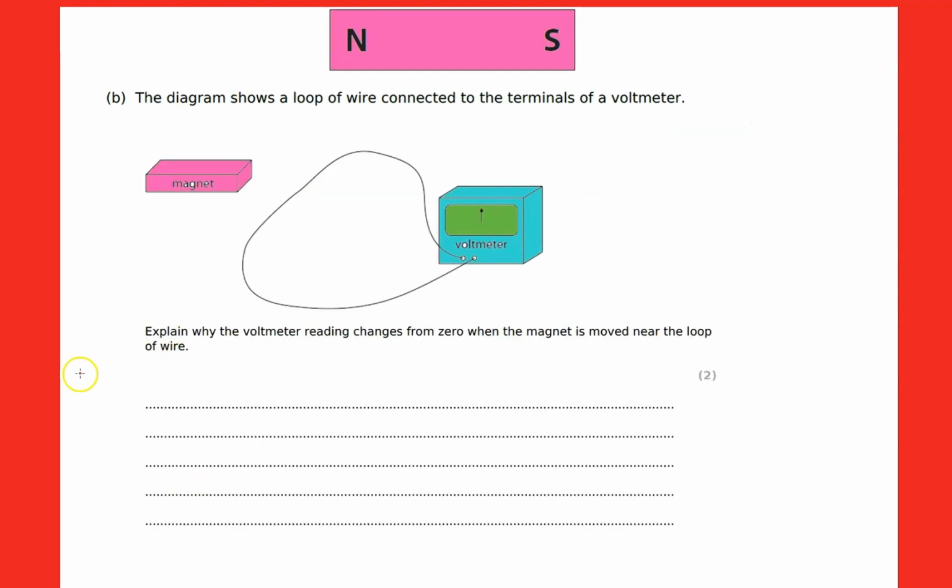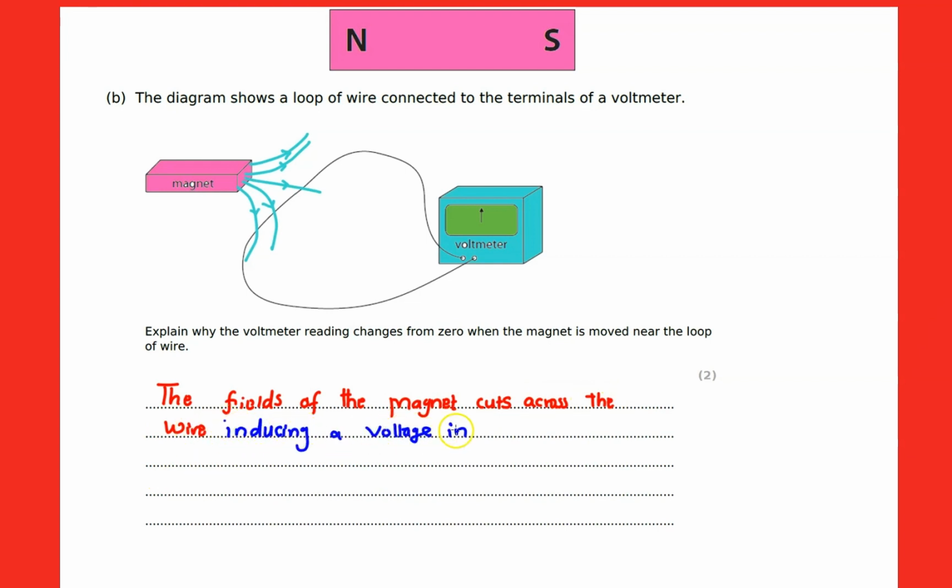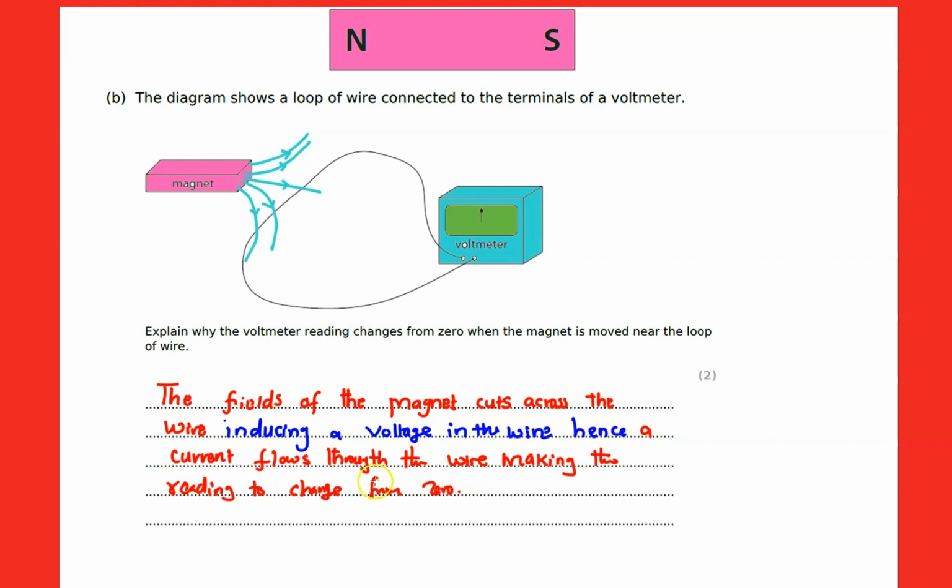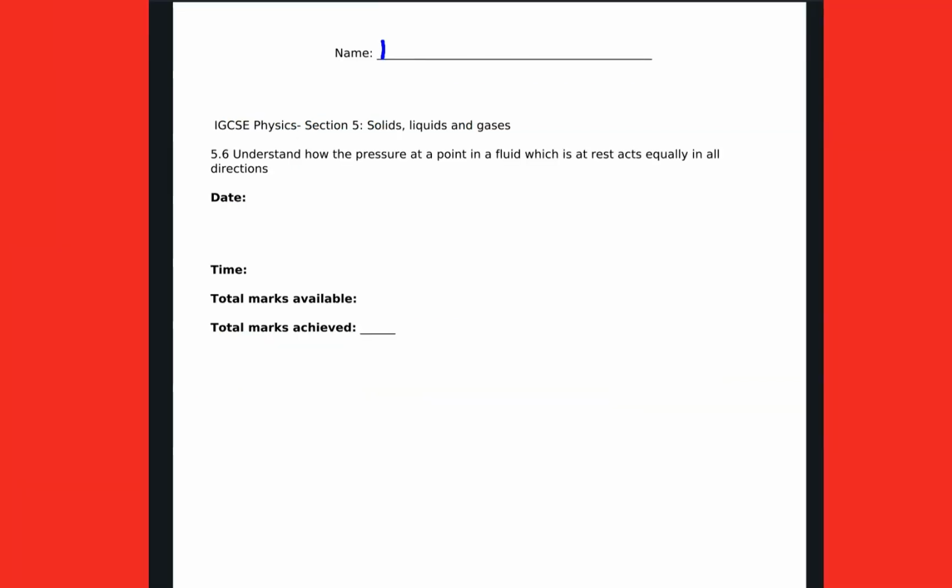Next, as the magnet moves, the fields of the magnet cut the conductor, voltage is induced in the conductor, and the amount of voltage induced depends on the strength of the magnet, also depends on the number of turns, depends on the speed at which the magnet is moved close to the conductor, and in that way we are going.